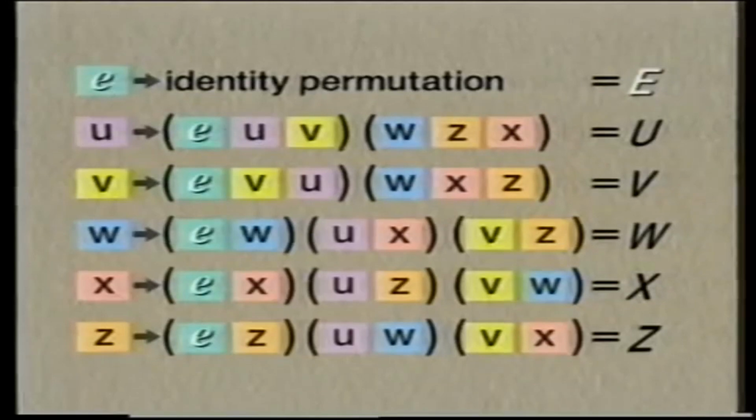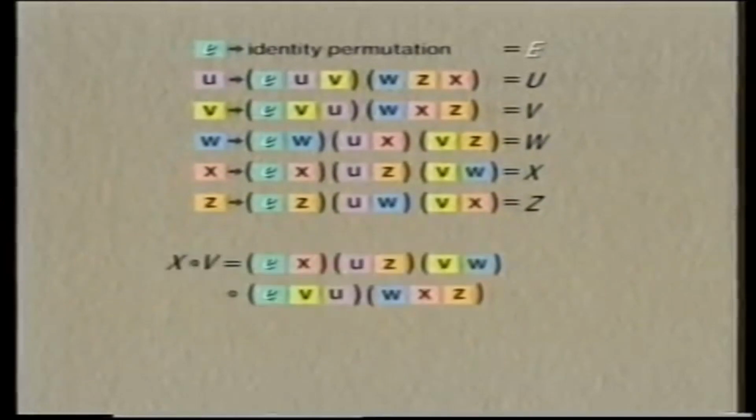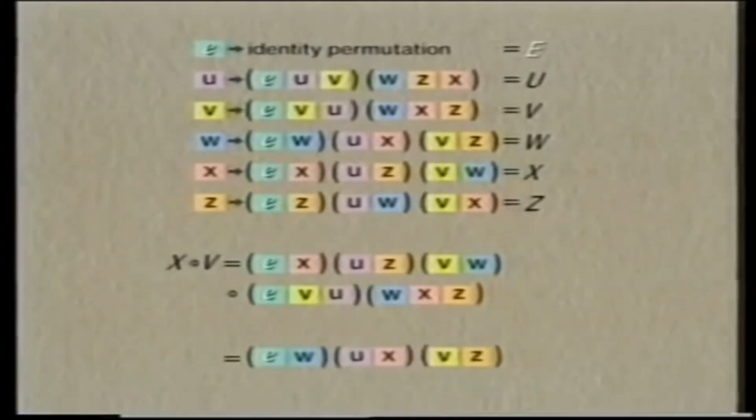Now, do these 6 permutations form a group, and is it isomorphic to our original group? The answer is yes. To see this, let's just investigate closure. For closure, we have to establish that the composition of any 2 of the permutations gives another one of the 6. Let's try an example. Permutation X, composed with permutation V, turns out to be this permutation. And this is indeed one of the 6.